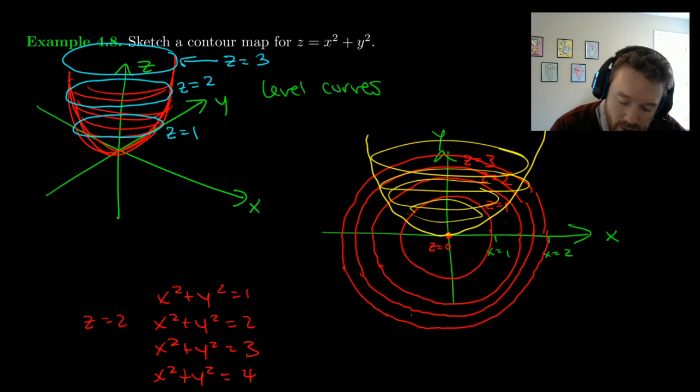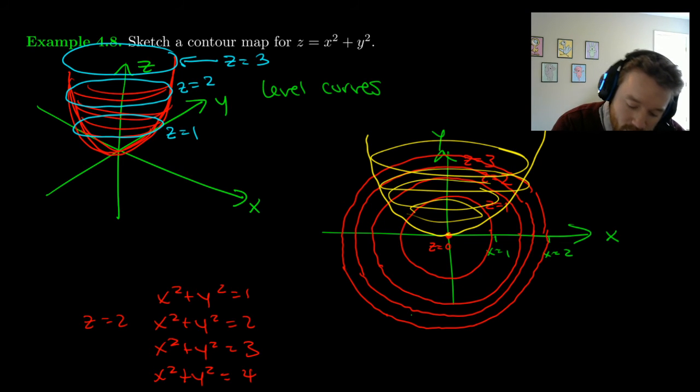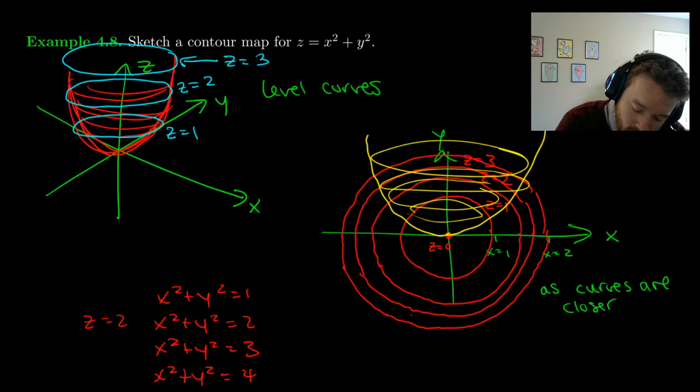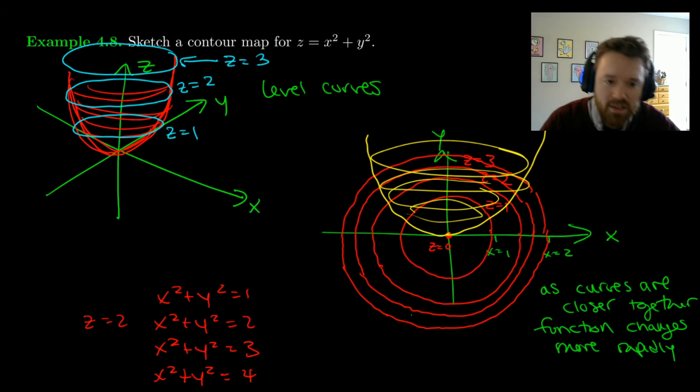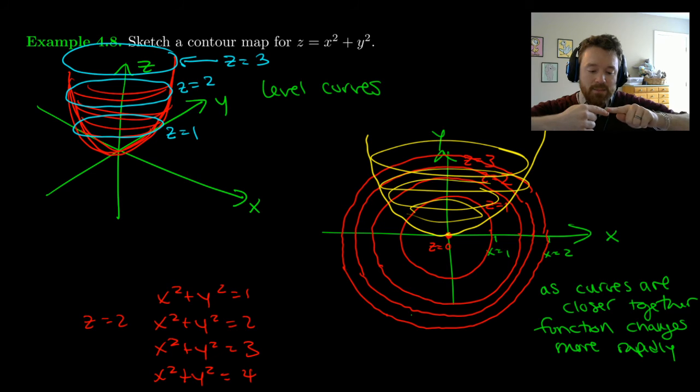And some things I want to notice. So this is what we were asked to do. This is a contour map, right? Things I want to notice: as curves are closer together, the function changes more rapidly. And this should make sense, right? If this was a mountain, if this was a topographical map, then lines being closer together means that the change in height is much quicker than when they're farther apart, right?